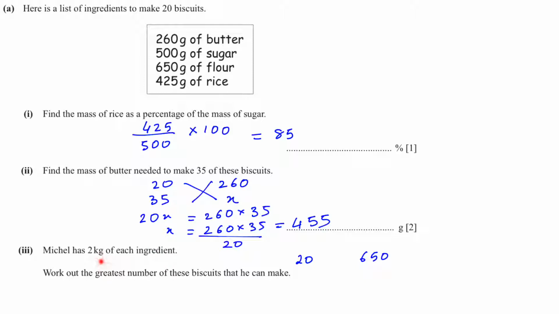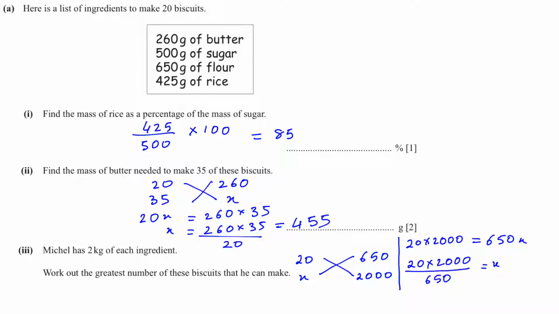2 kilogram, change it to grams, it will become 2000 grams. Will make how many biscuits? Cross multiply and you will get 20 multiplied by 2000 is equal to 650 multiplied by x. Divide 20 multiplied by 2000 by 650 and you will get 61.5. You cannot have 61.5 biscuits. They want the whole number of biscuits, so there will be 61 biscuits. He can make 61 biscuits.